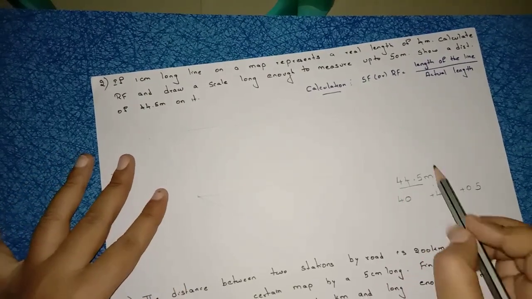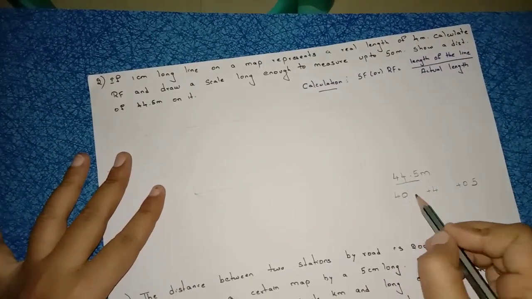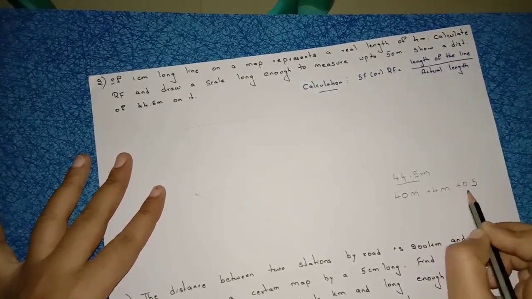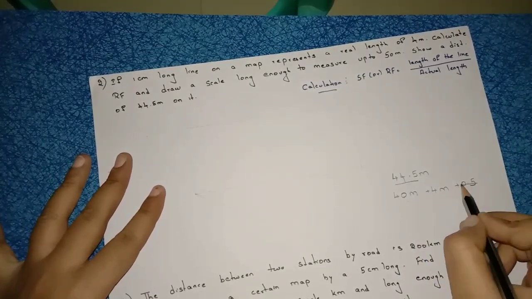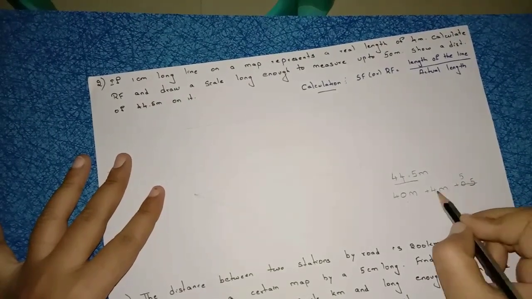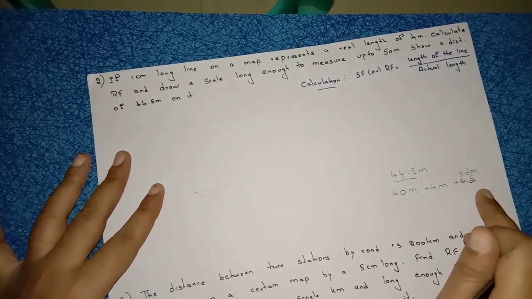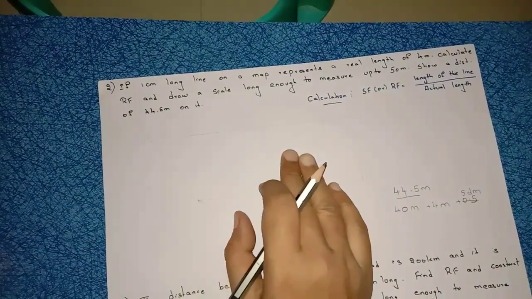Now coming to units, meters is there, no decimals, so write down meters. Decimals is there, strike off this 0.5, write down 5. Meters' immediate subdivision is decimeters. So you have to mark 3 units now, you have to construct a diagonal scale.